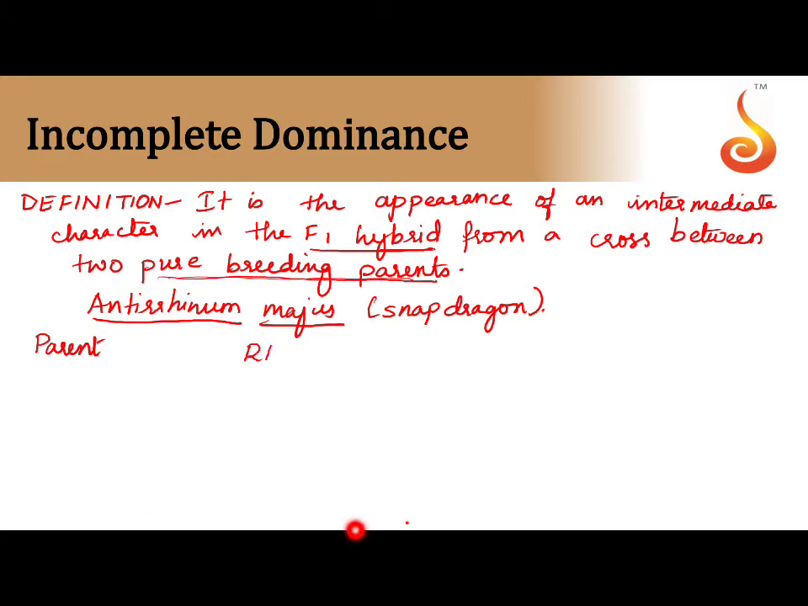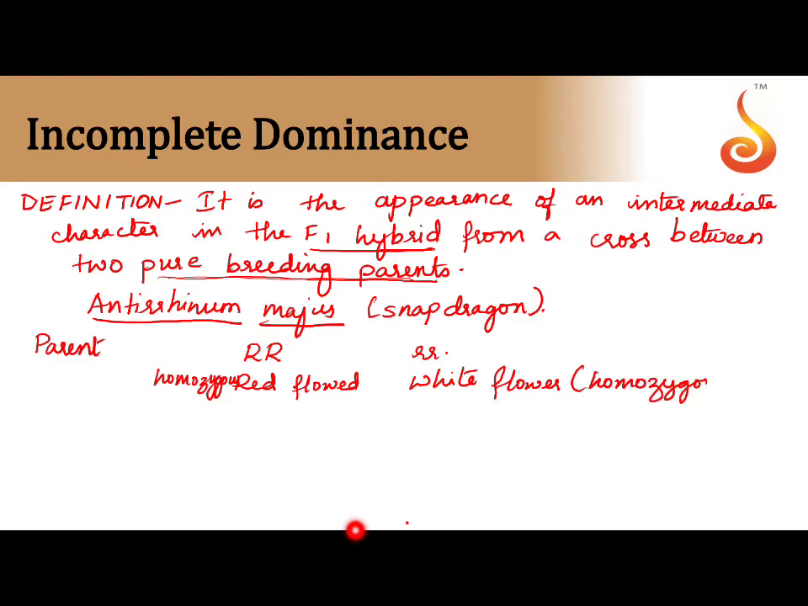So, we are going to take red flowers crossed with white flowers. The red flower plant is homozygous, and this white flower plant is also homozygous. We are going to cross them. Parents are diploid, so we need haploid gametes to be formed. So, we get capital R and small r. We combine them both, we get capital R, small r as a hybrid.